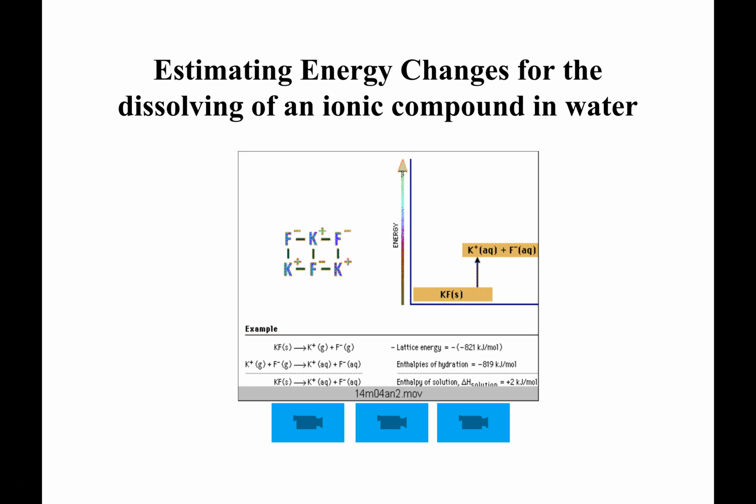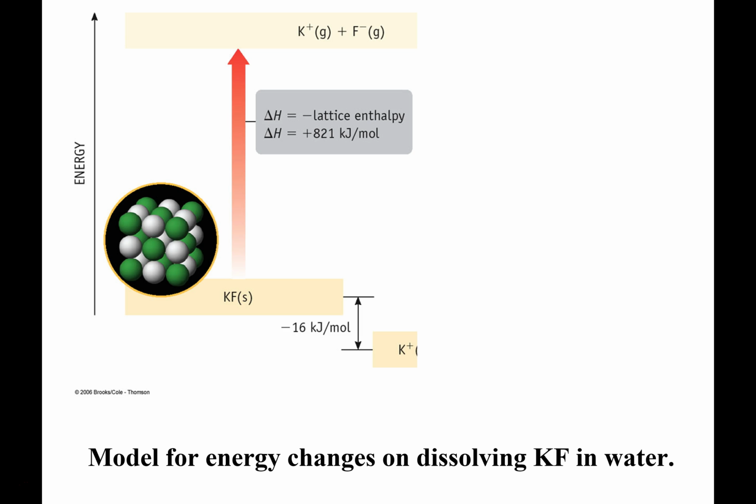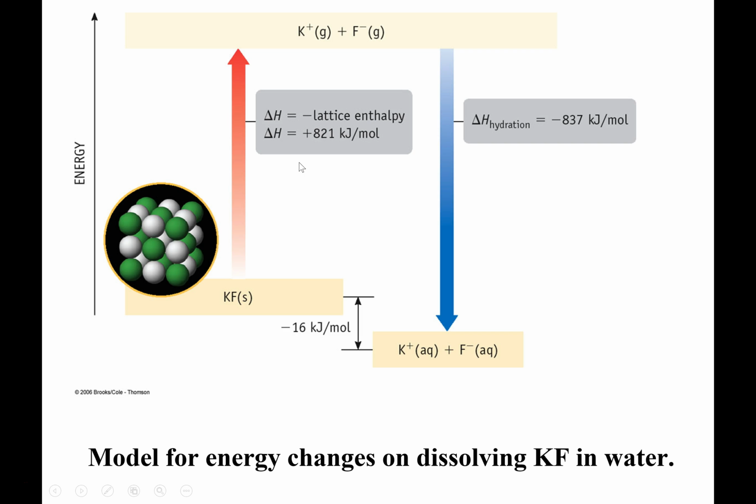This is going to talk us through what happens when something dissolves, and you're going to see we can piece together the energies. So here we're breaking the potassium cation and fluoride anion bonds. That would be the delta H of the lattice enthalpy. And here we're adding water molecules, the enthalpy associated with the hydration around the cation and the anion. So again, notice this is endothermic, this is exothermic.